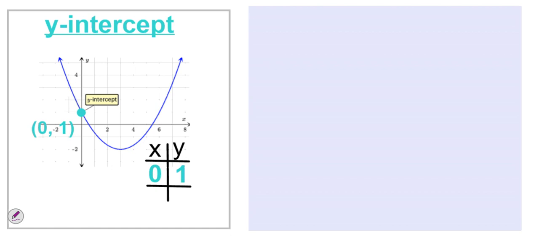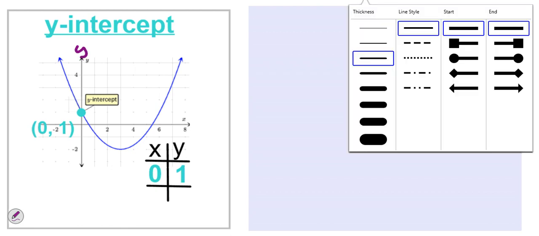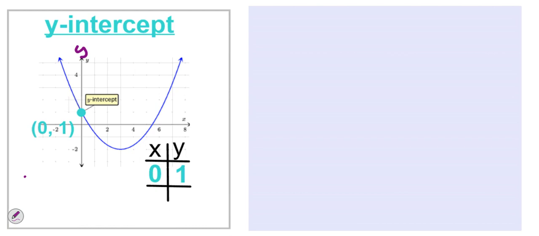With a y-intercept, that means where the graph hits the y-axis. And so the graph is hitting the y-axis, in this case, right here at 1. This is 1. And it's interesting, all the points that are on the y-axis have something in common.